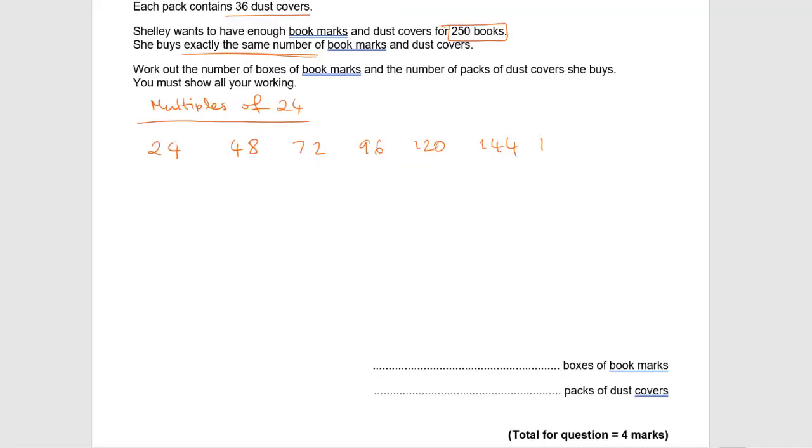144, 168, 192, 216, 240. Now, at some point you will realize, okay, when do I stop? So what you can do is start off the multiples of 36 as well, and start listing the multiples of 36. And if you don't have a match, carry on until you find a match.